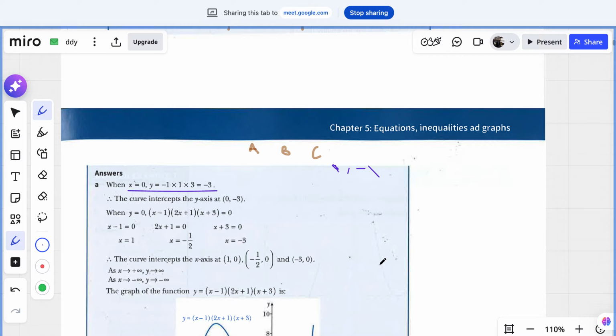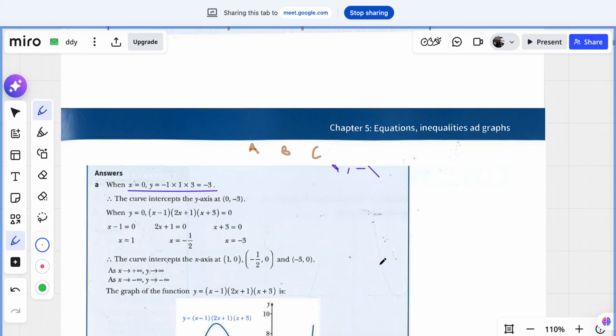Now, have we obtained that? The curve will intersect at this point. We pass through where we just talked about. Now, we've obtained where the graph will pass when x is 0. When y is 0, what do you have? Now, let's take a look at it.